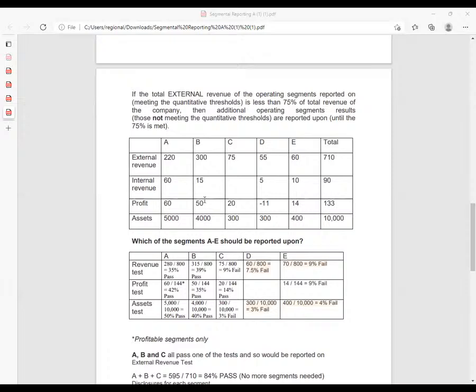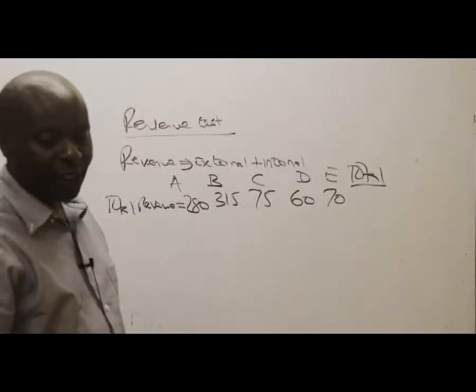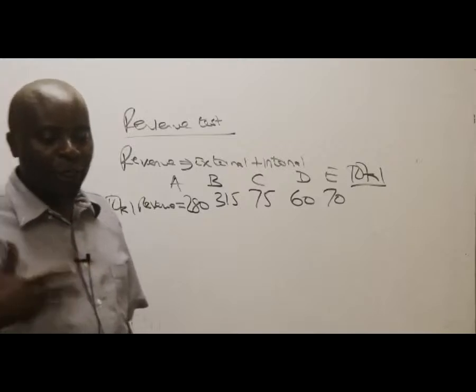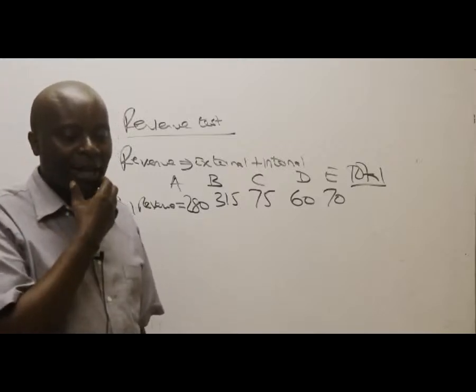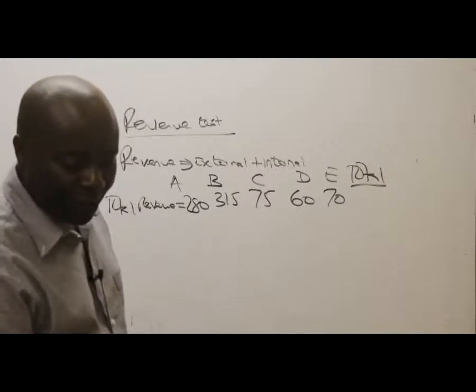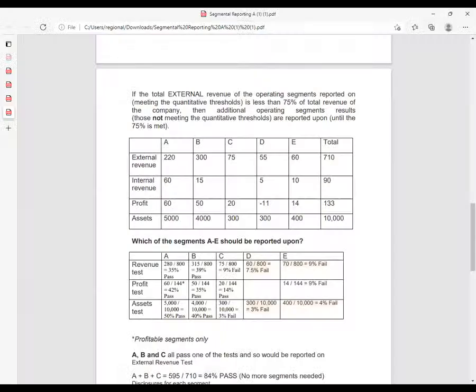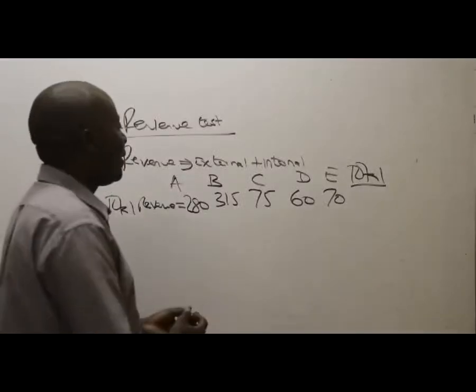Then could you kindly give me the total of the totals? Wanasema 800. There are others who are saying 790. Where are they getting 790 from? So it is 800.